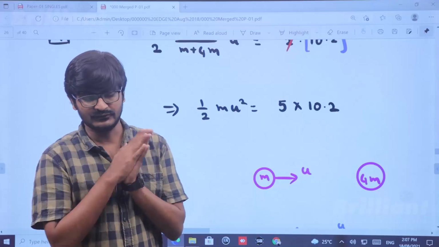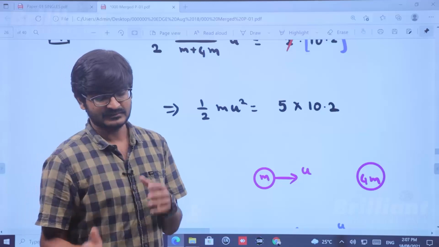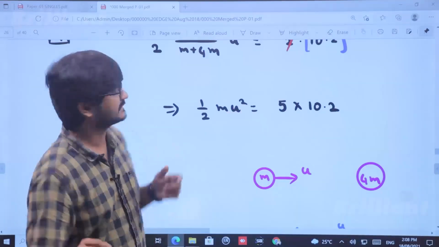So basically what we did, we found what is the speed with which the incident neutron is coming. So we got some information. This is the speed with which the incident neutron is coming. Now we will be using that information in the second part.